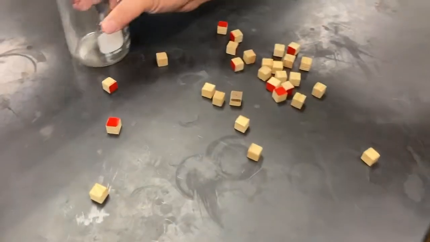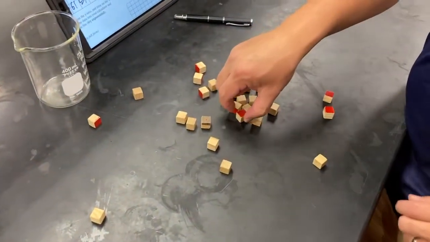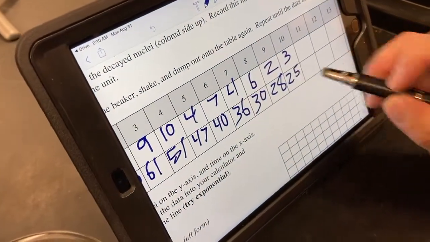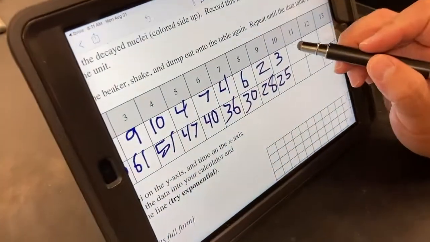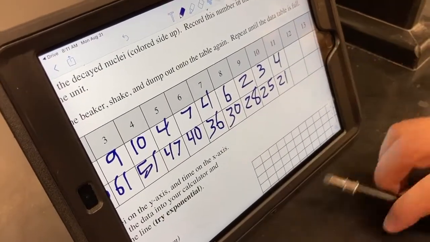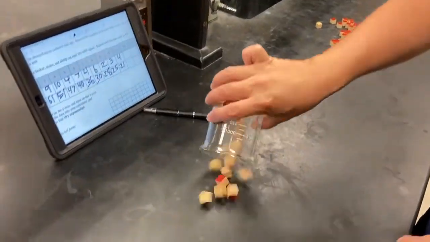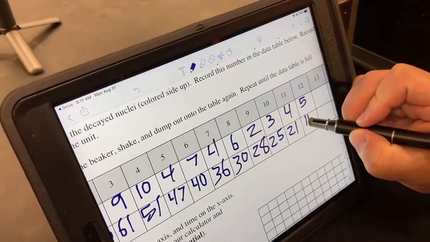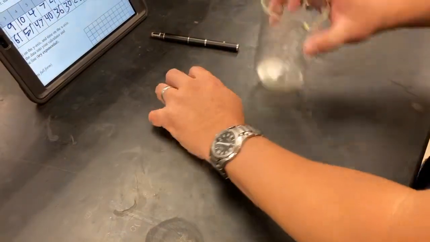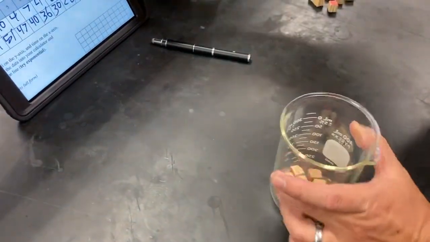Okay. 28 cubes hit the table. 3. And 25 survive. Oh, no. Got a rogue Cubium over there. 4. Five. Are you doing all this math in your head? I am. That's impressive. That's what you go to college for.